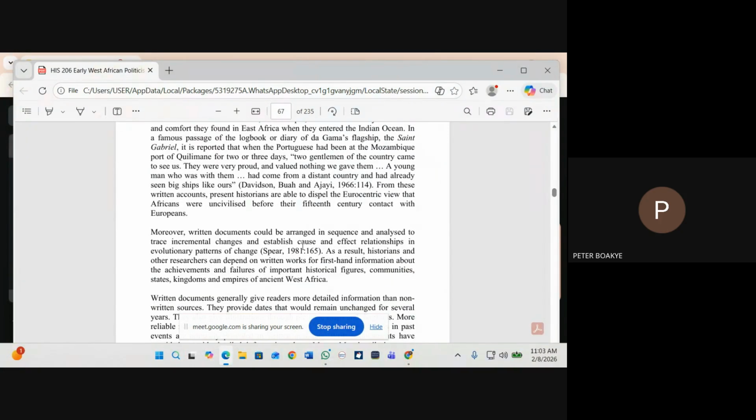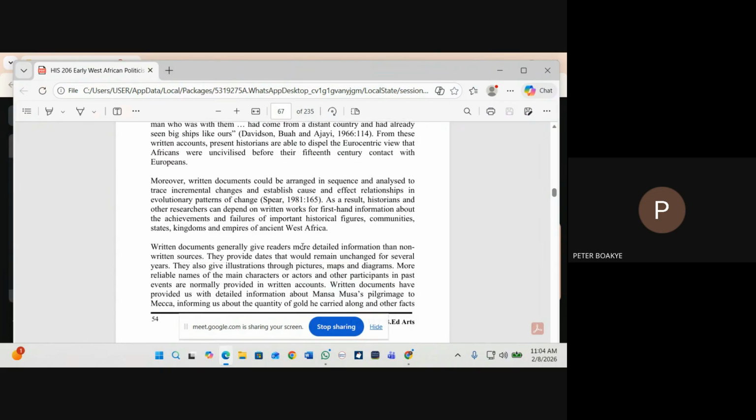Again, written documents could be arranged in sequence and analyzed to trace incremental changes or significant things that took place. Again, written documents generally give readers more detailed information. You can get detailed information from written documents once you go through them, and they can also refer you to the sources from which you obtain that information.